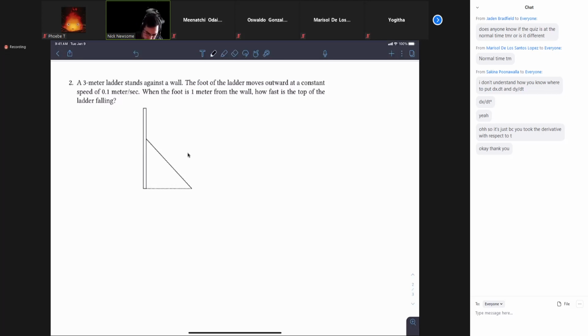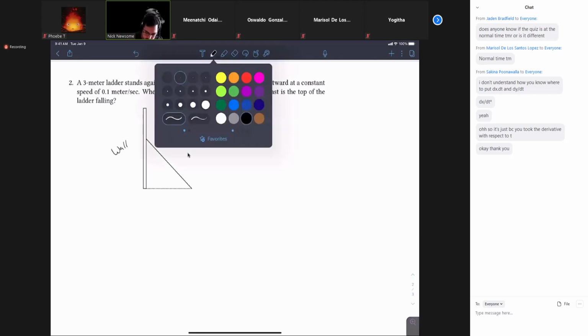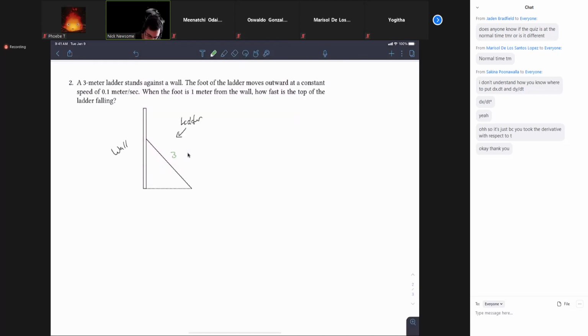All right. So here's my wall. And here's my ladder. And I know that the ladder is 3 meters long. So this is the setup.